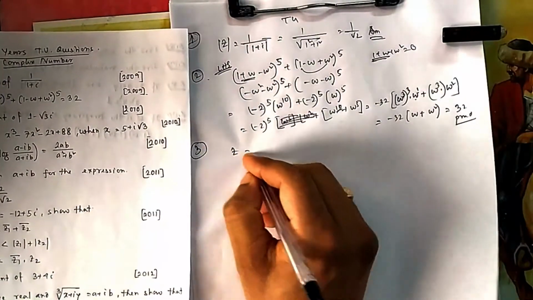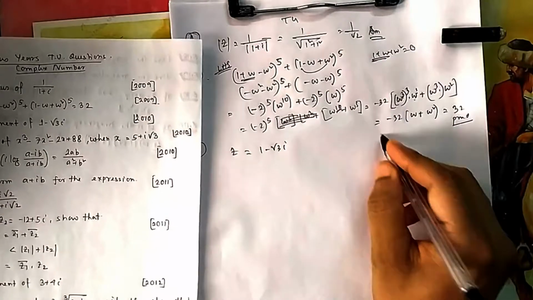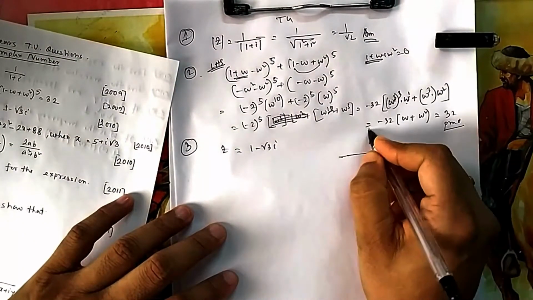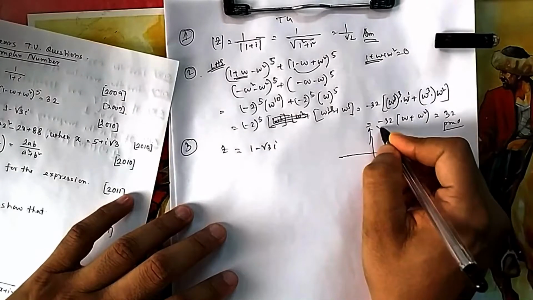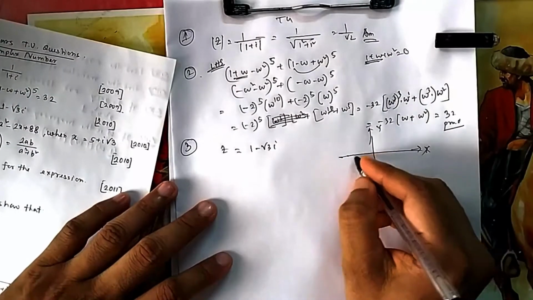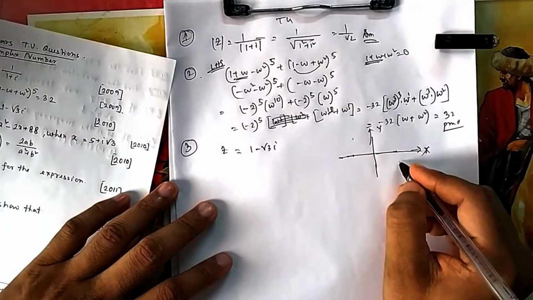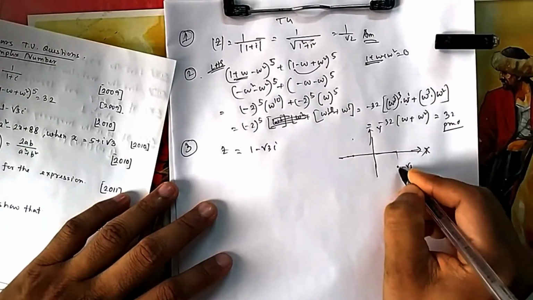Now if you come to 3, find the argument of this one. So this is your z, 1 minus root 3i. So this you can plot it, then you can find it. If you plot it, there is no chance of going for any mistake. Otherwise you have to remember formula for different quadrants. There is no need. So x is 1 and y is minus, so this is 1 comma minus root 3.